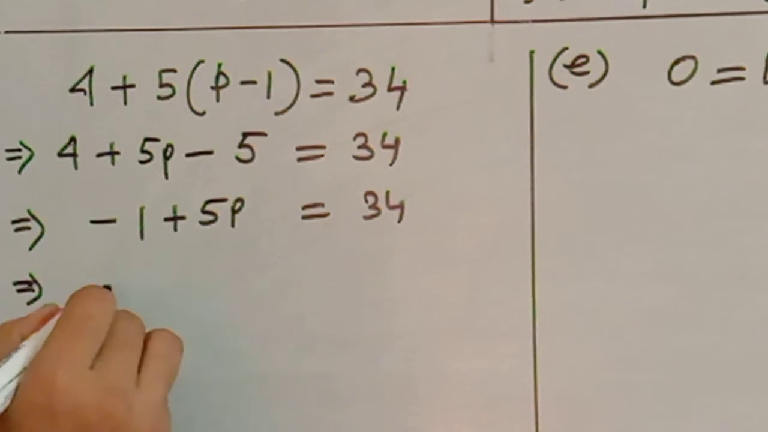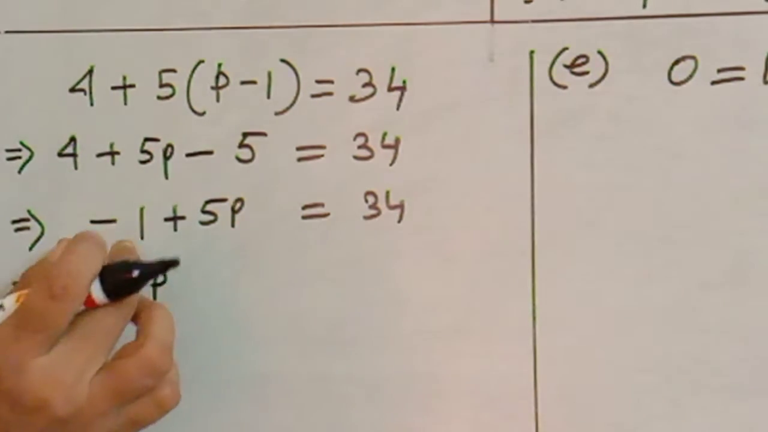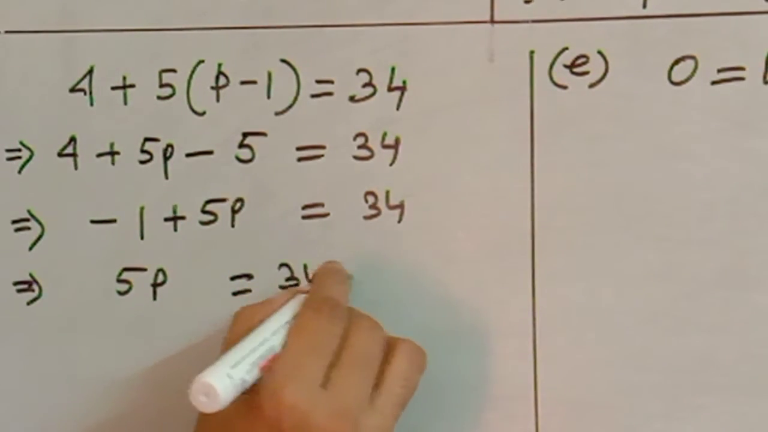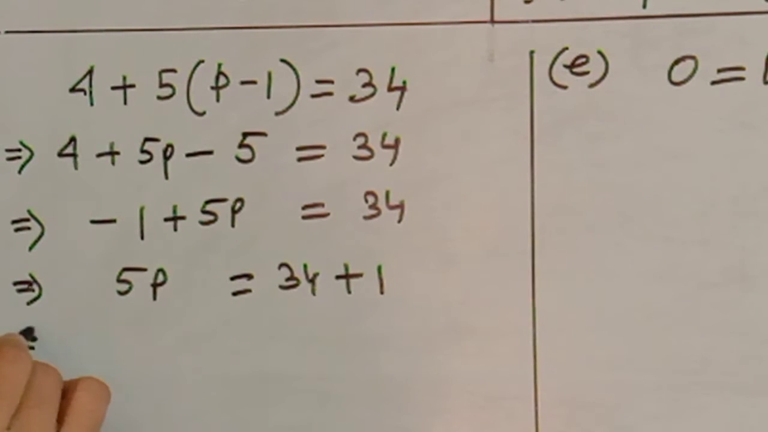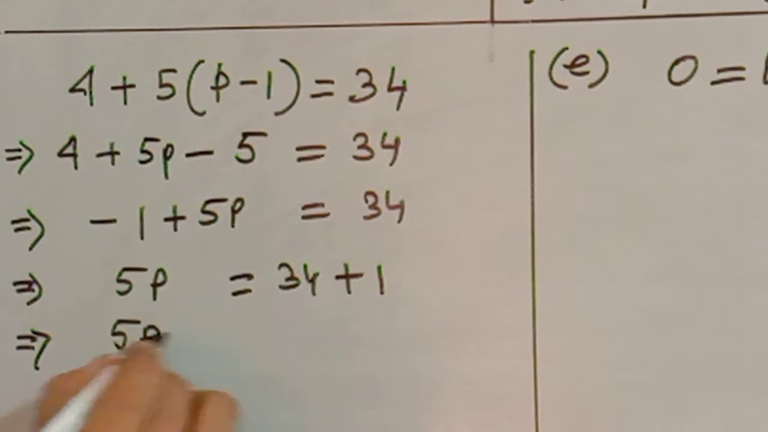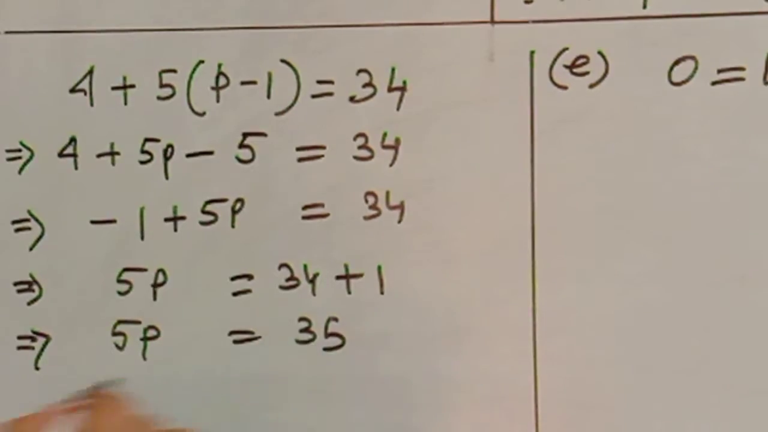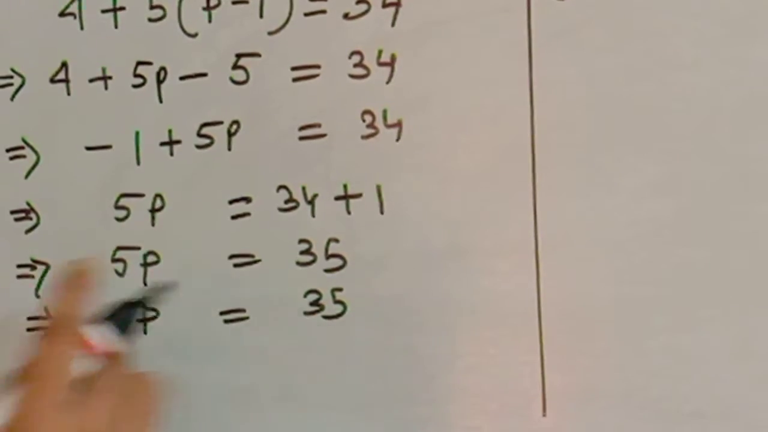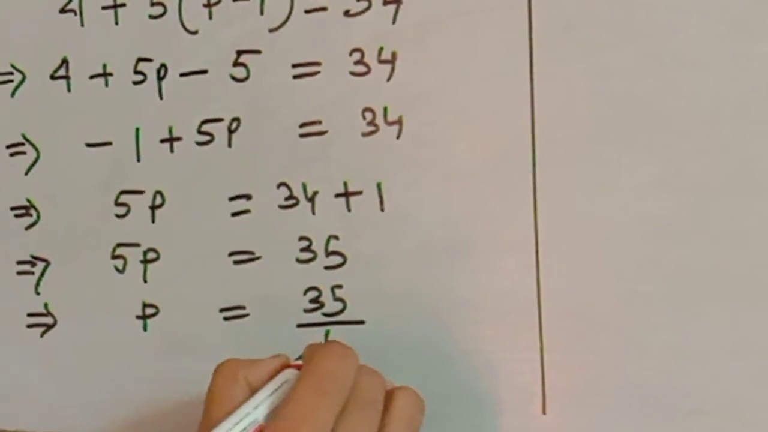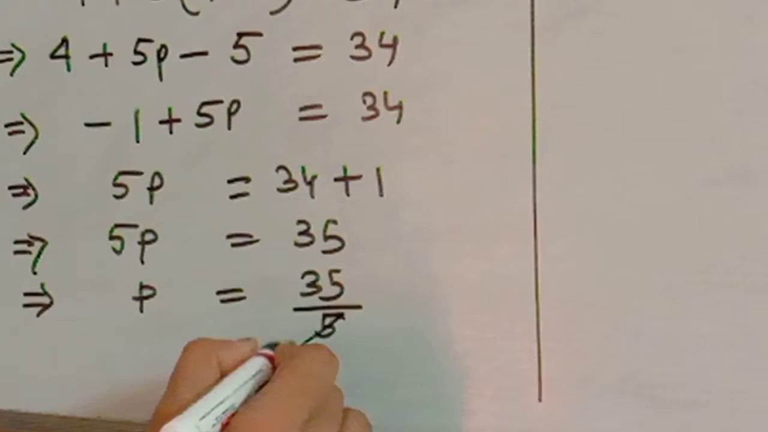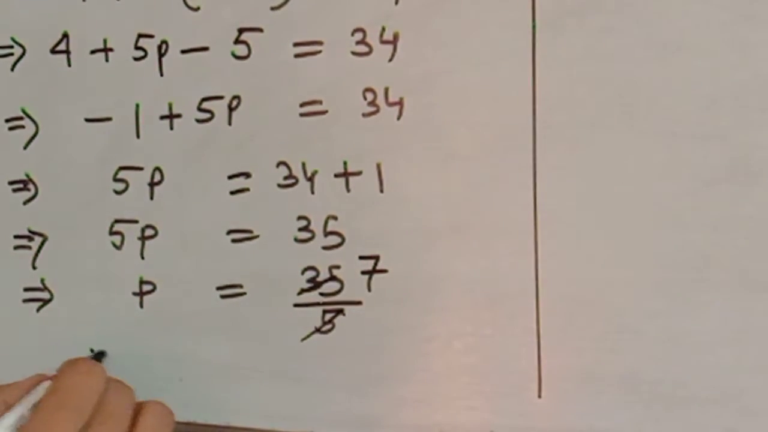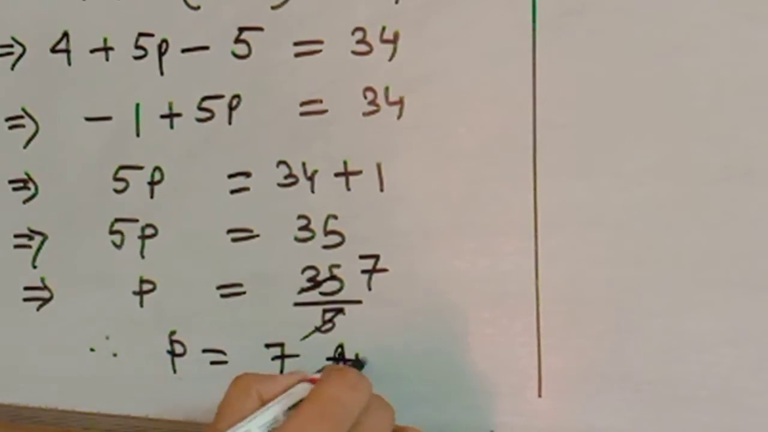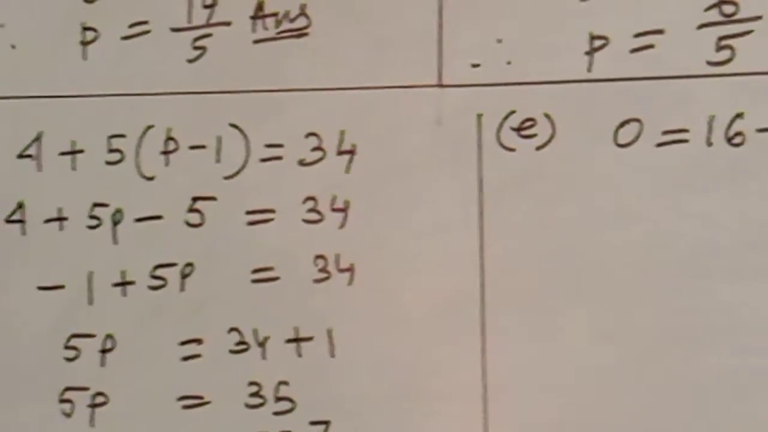Or 5p, if you take transposing minus 1 to the right side, 34 plus 1, that is 5p equal to 35, or p is equal to 35 by 5. P was multiplied here, so p will come in the division form. 5 7s are 35. Therefore p is equal to 7 is the solution of this equation. Come to the next sum.